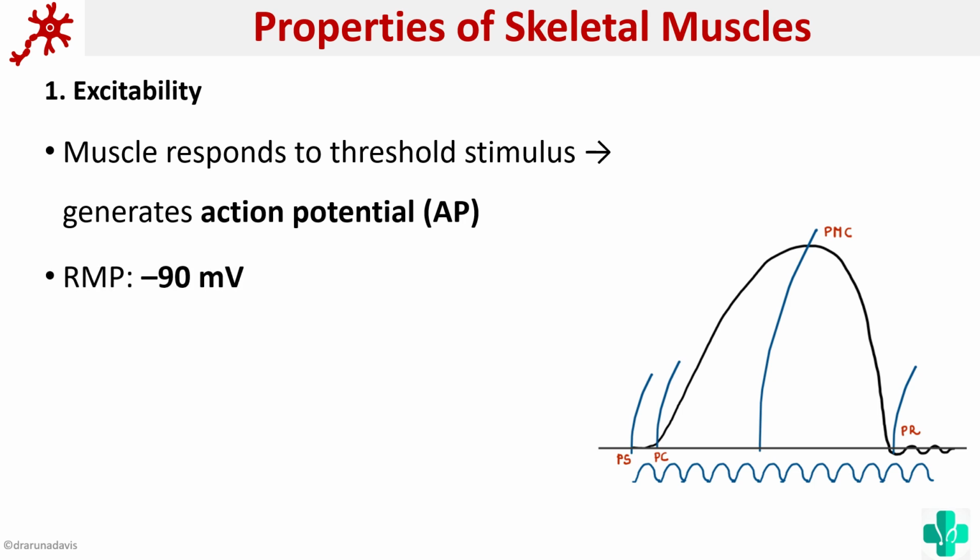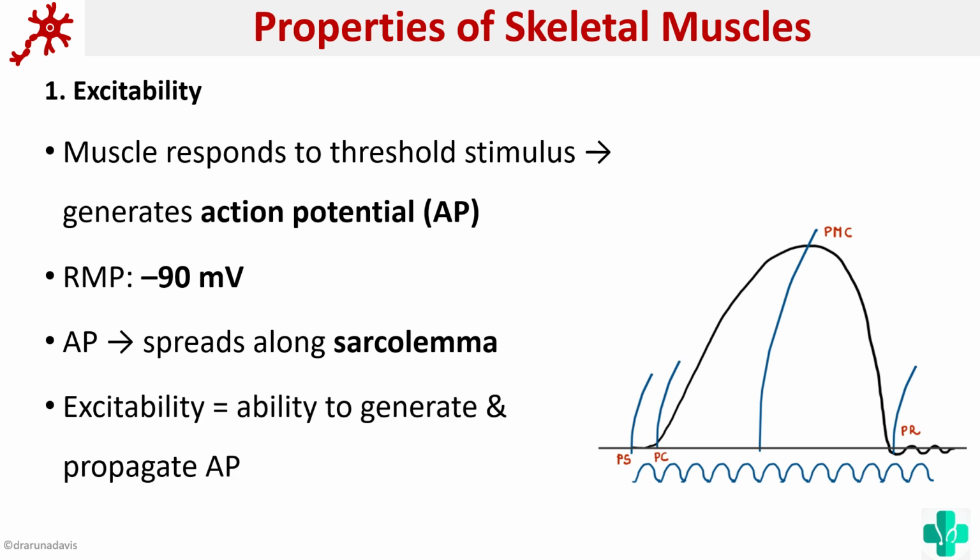The resting membrane potential is around minus 90 millivolt, and once the threshold is reached, the action potential will spread along the sarcolemma, and the action potential will actually penetrate into the muscle and thereby cause contraction. So basically, excitability is the ability to generate and propagate action potential, and skeletal muscles are excitable.